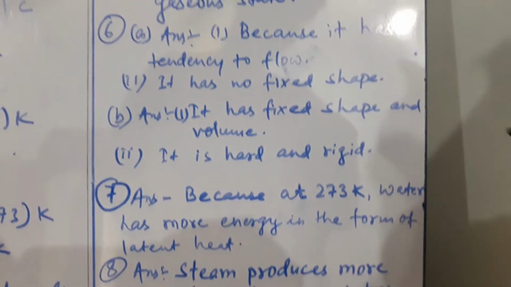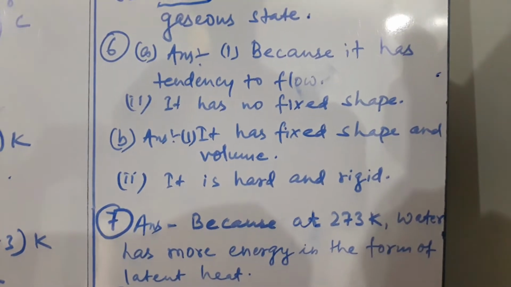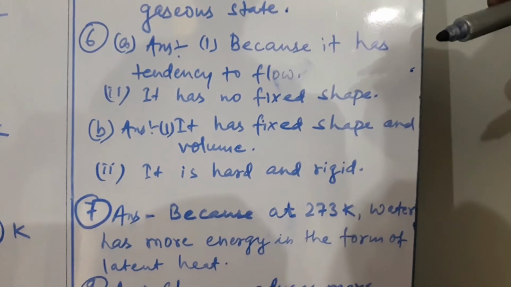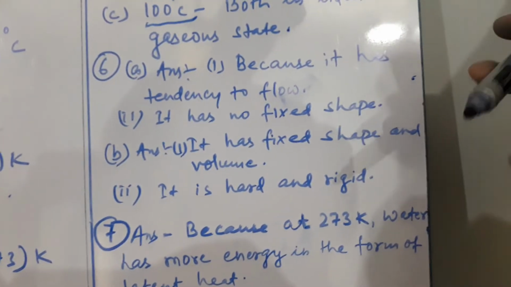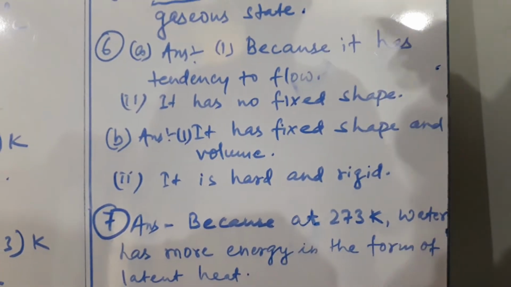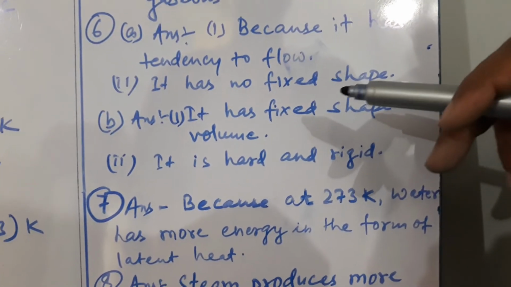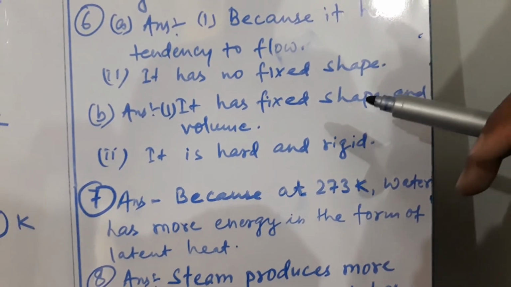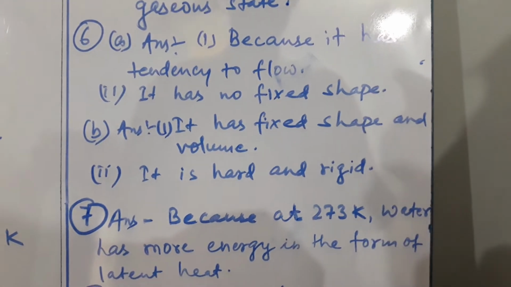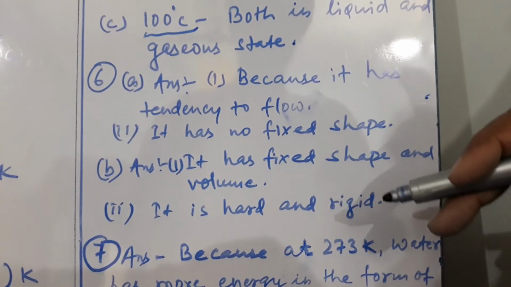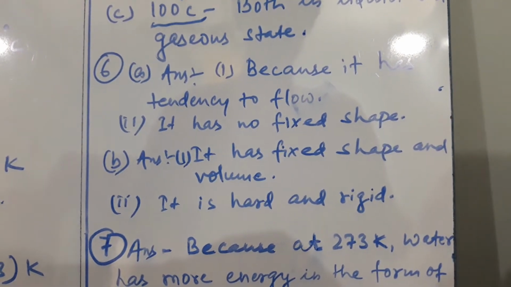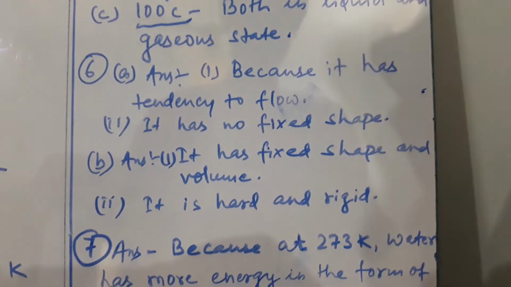See, the condition is mentioned here: at room temperature. It is very important, because the almirah is made of iron and it can also be melted into liquid form. But it is strongly mentioned here at room temperature. So at room temperature, it will not melt and it will remain in a fixed shape, size and volume. So it is solid. It has a hard and rigid structure also. That's why.